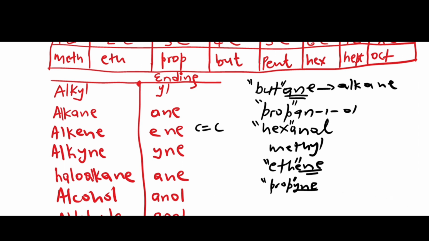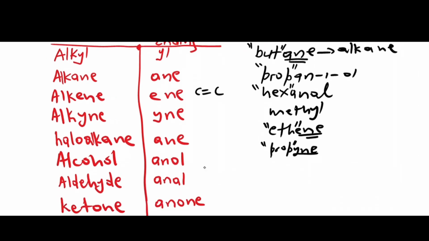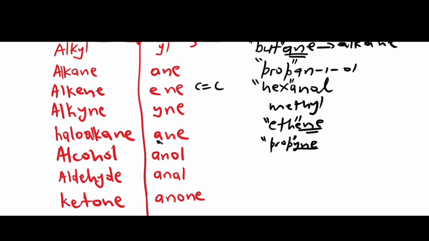Then when we see, if the homologous series is haloalkane, just put ane, then alcohol, you'll put anol, right? Then you also specify the position of the ol. Aldehyde, anal. Ketone, anone. For example, butanone, okay? Butanone, meaning that there are 4 carbon atoms and there is this one which tells us that this is a ketone. Alright.